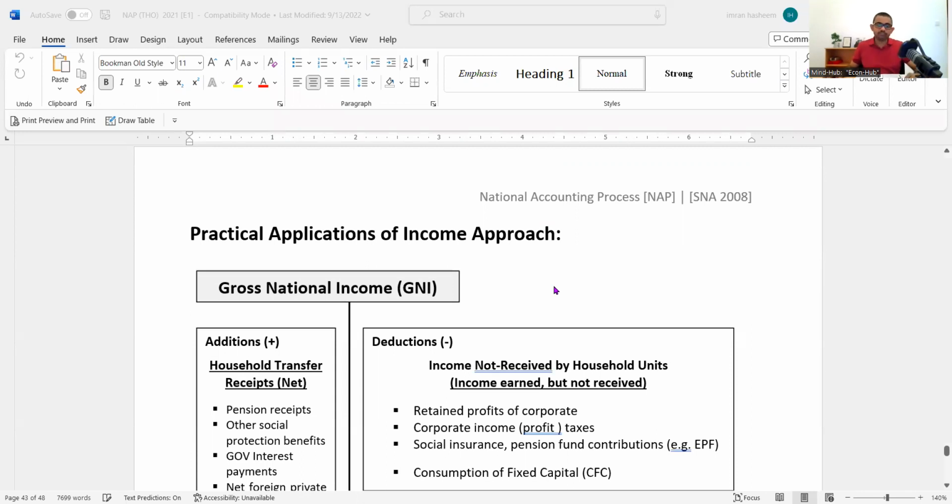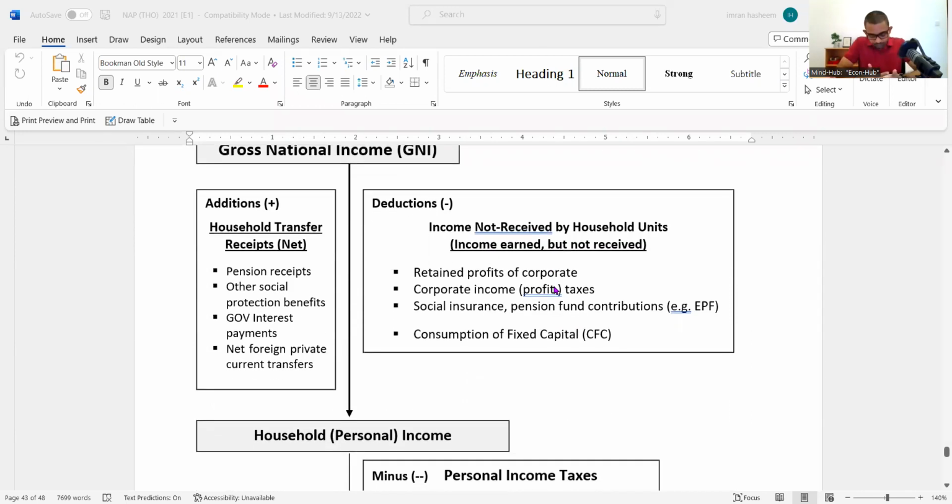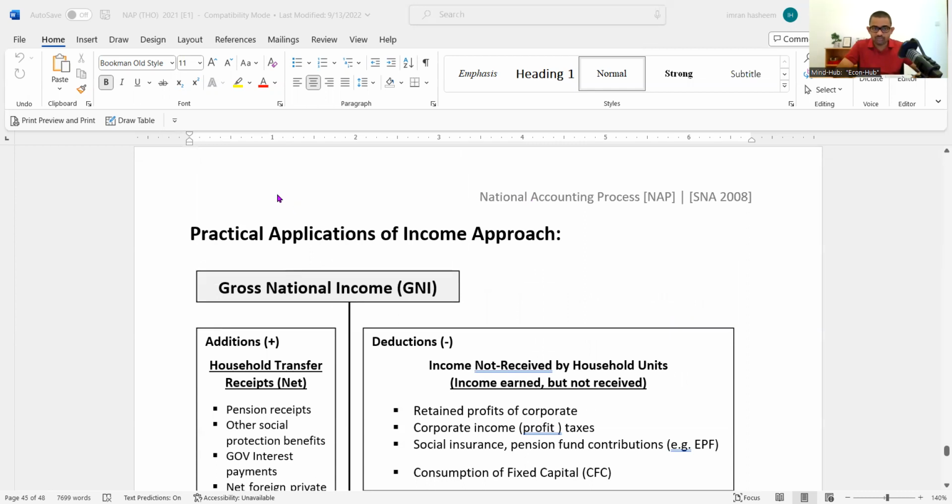the income approach. We talked about personal income, disposable personal income, and I also added one more thing for this practical approach side, that is disposable gross national income. So there are three concepts that I have identified as the practical applications of the income approach.